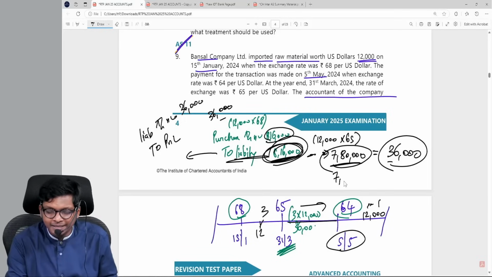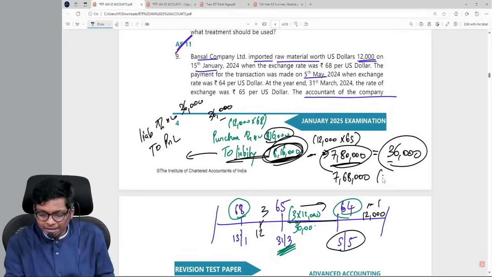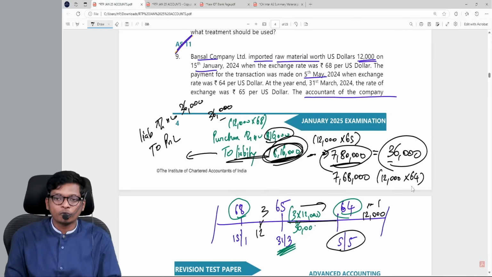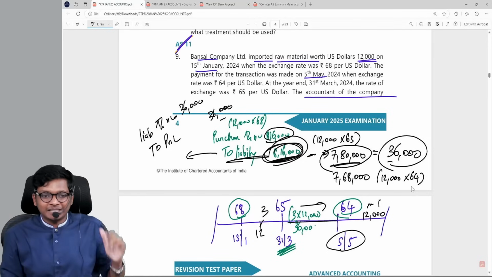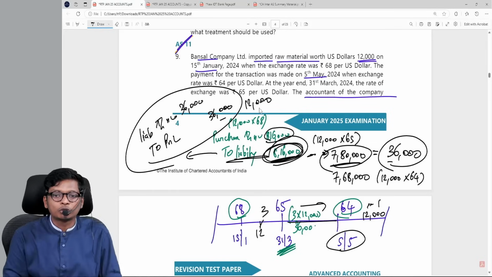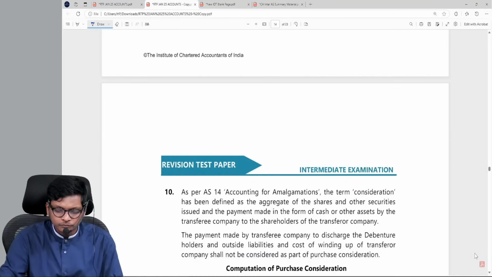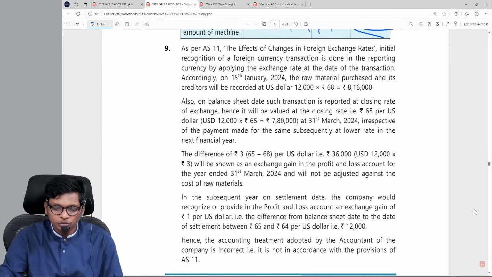That means I will actually end up paying only 7 lakh 68,000. How did that come? 12,000 into 64. So again I have to reverse liability by passing liability to P&L. How much, guys? 12,000. So overall savings for me is 48,000. So look at this.